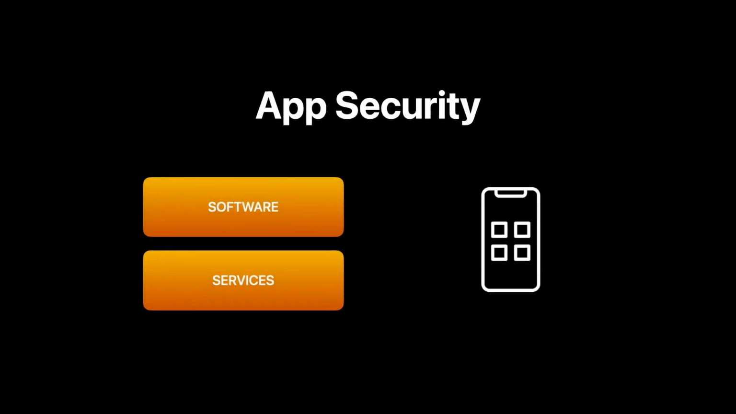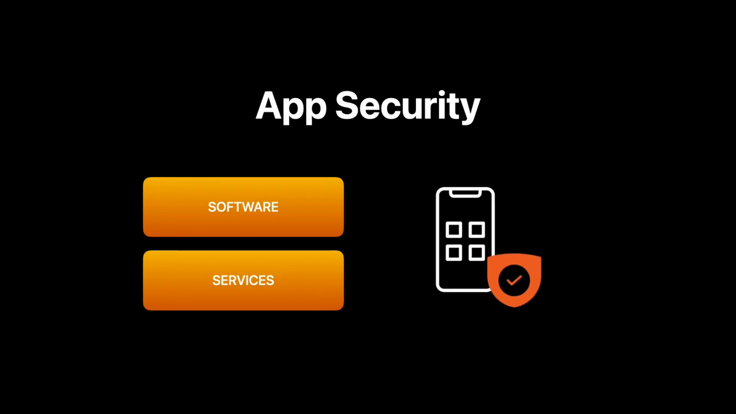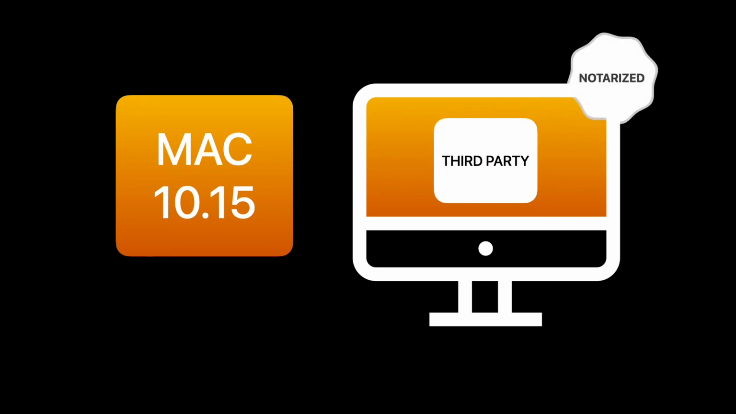App security. The software and services that provide a safe app ecosystem and enable apps to run securely and without compromising platform integrity. They provide an access point for secure app download for iPhone and iPad from the App Store. For Mac, starting in macOS 10.15, they added an extra layer of security for apps downloaded from a third party. Each app must be notarized by Apple to launch.